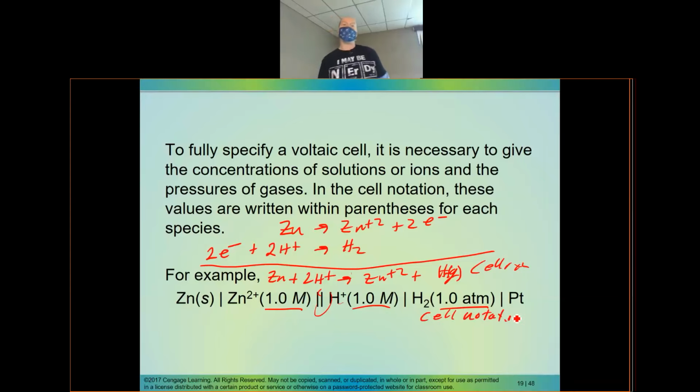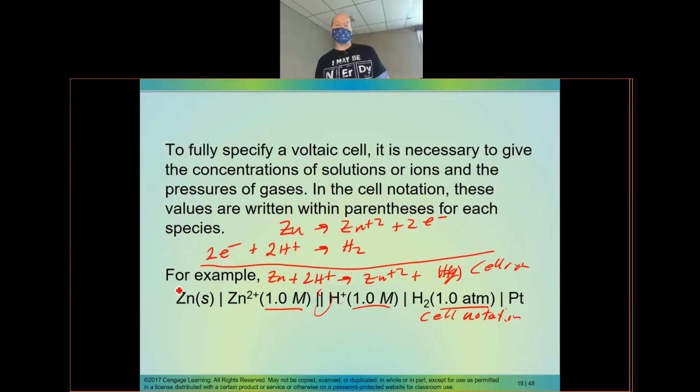All right, so if you have a gas, the units are atmospheres. If you have aqueous, any ion in solution, your units are molarity. And so right after the ion, in parentheses, you put the concentration. Right after a gas, in parentheses, you put the pressure in atmospheres.